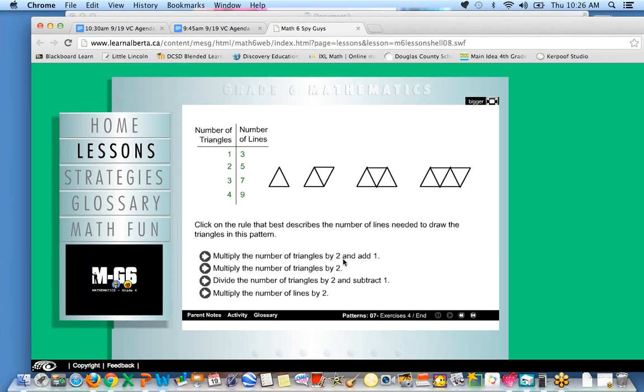Multiply the number of triangles by 2, then add 1. 1 times 2 and plus 1 is 3. 2 times 2 is 4, plus 1 is 5. Ooh, I'm liking choice A so far. 3 times 2 is 6, plus 1 is 7. Okay, I think it's choice A, guys. Do you agree? Yes, cool.